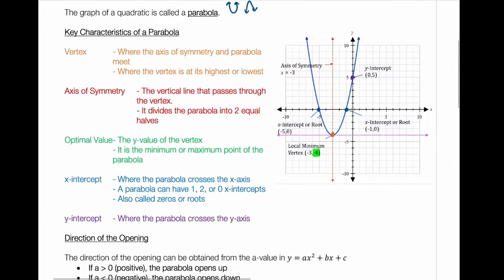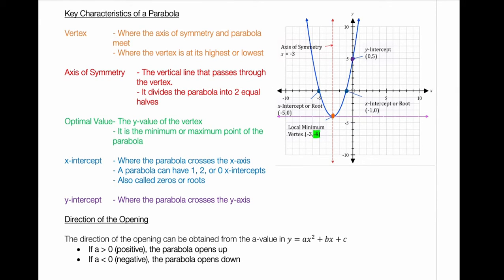The direction of the opening, we've talked about this. We should have noticed from the last investigation that if a is greater than 0 or positive, the parabola opens up. And if a is less than 0 or negative, the parabola opens down. So again, looking at that a value, we've talked specifically about this form, y equals ax squared plus bx plus c. That a value is what we're looking for to tell us the direction of the opening.